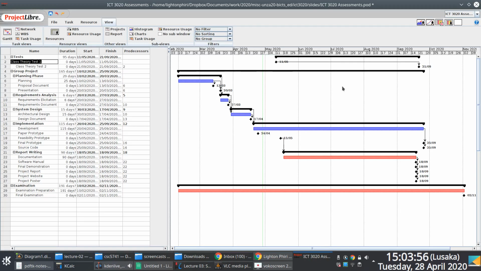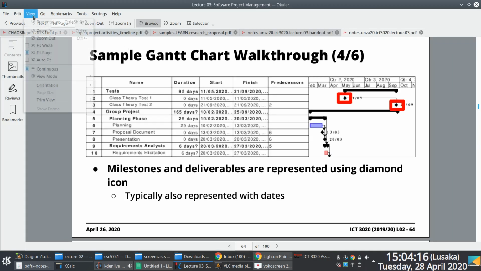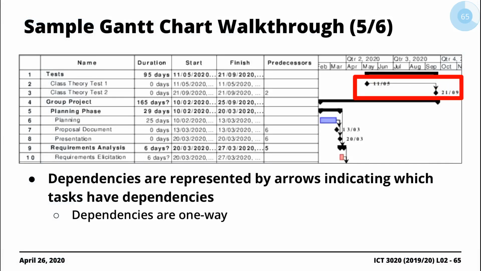For Project Libre, it's quite easy to do. You just have to set, I guess, a configuration, a parameter that will indicate the date associated with the milestone. So we know that this particular milestone would be achieved on the 25th of September. Great.